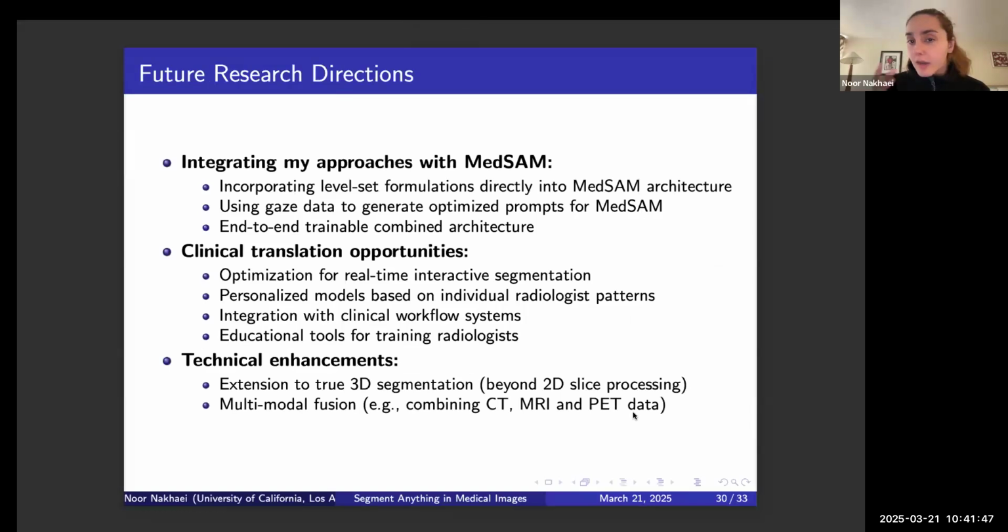We're trying to integrate the approaches that we have with MetSAM to make a generalizable model and to come up with test time adaptation. For the clinical translation, we're optimizing for real-time interactive segmentation. We're trying to have a personalized model based on individual radiologist patterns, integration with clinical workflow systems, as was mentioned in MetSAM, and having an educational tool for training radiologists. The technical enhancements are extending to true 3D segmentation, not just slices, and having multi-model fusion.